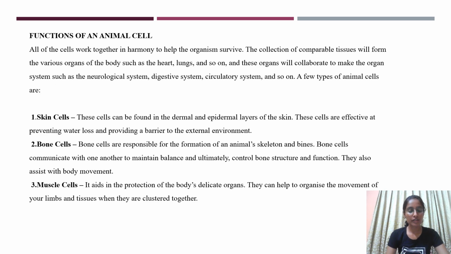Now let us see the functions of animal cell. All of the cells work together in harmony to help the organism survive. The collection of comparable tissues will form the various organs of the body, such as the heart, lungs, and so on. And these organs will collaborate to make the organ system, such as neurological system, digestive system, circulatory system, and so on. A few types of animal cells are skin cells.